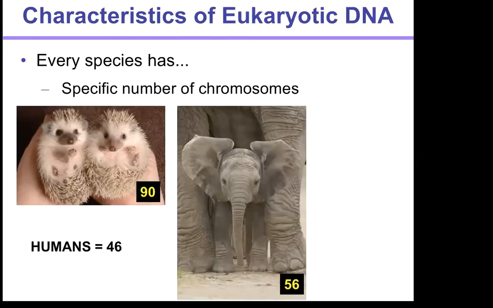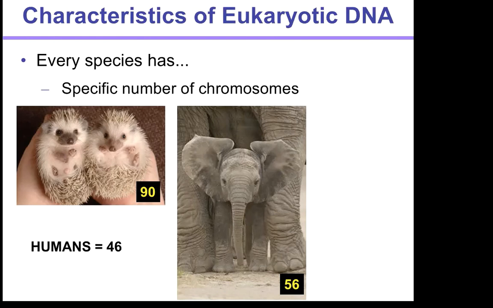Now, when we are talking about chromosomes and DNA molecules, each eukaryote has a characteristic number. We used to think that larger organisms or more complex organisms would require more DNA, but we know that's just not the case. So if we think about humans, we know we have 46. These cute little hedgehogs have 90. These elephants here have 56.